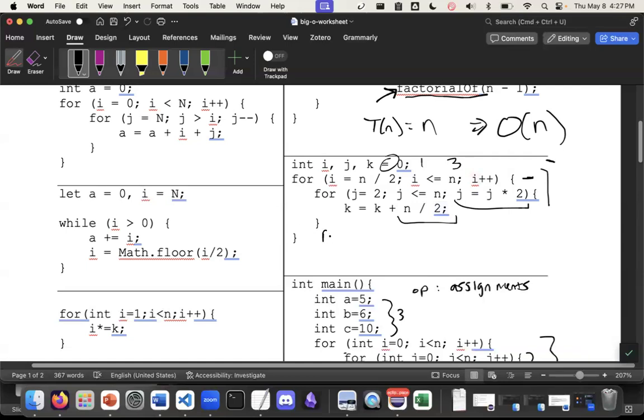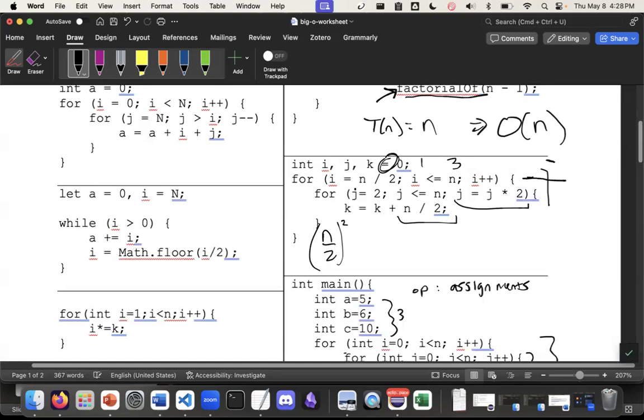N over 2 squared. Okay, that's a fair idea. Okay. What's the operation in this? Let's say assignments. Okay, so let me tell you the answer.